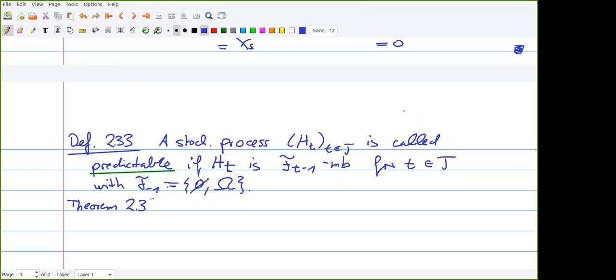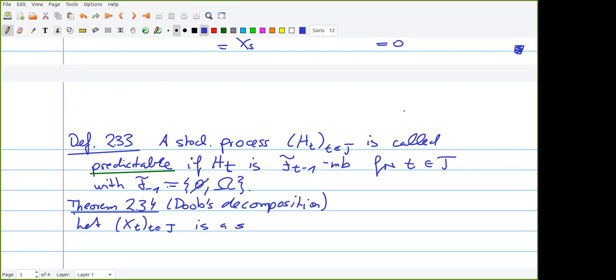Theorem 2.34 is Doob's decomposition. As I said, this provides you with a very nice picture behind what's the super and the sub-martingale. So if we start with the super martingale, but we will see later that the similar statement holds for sub-martingales as well. What I would like to consider is a super martingale.